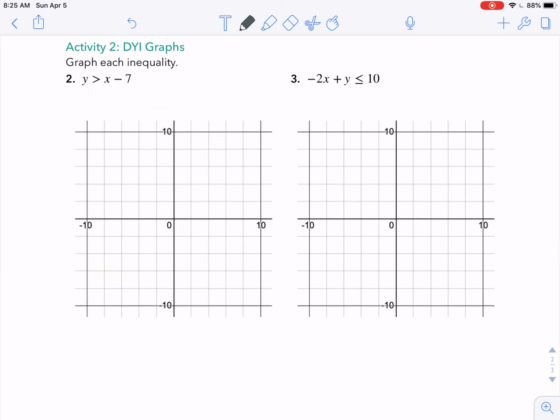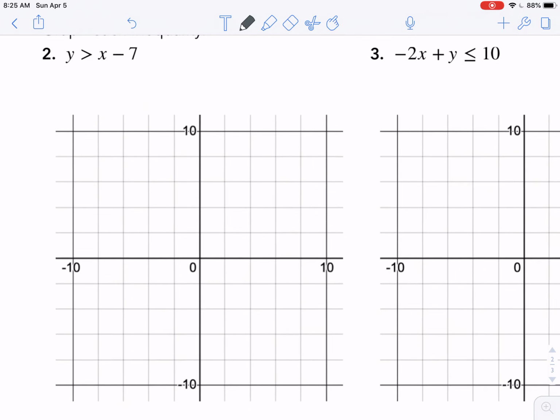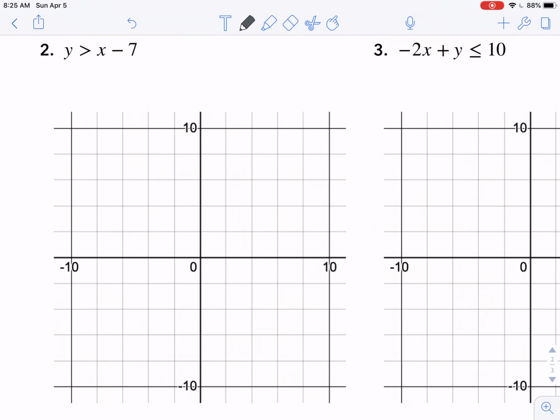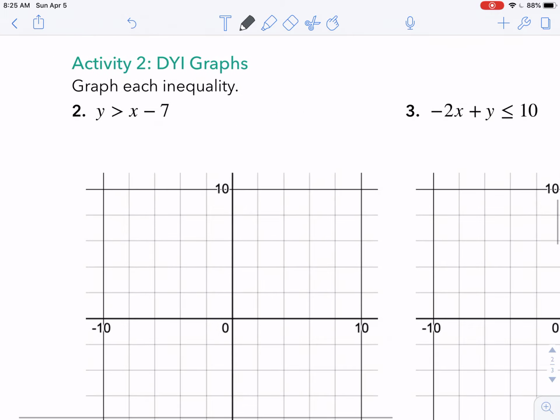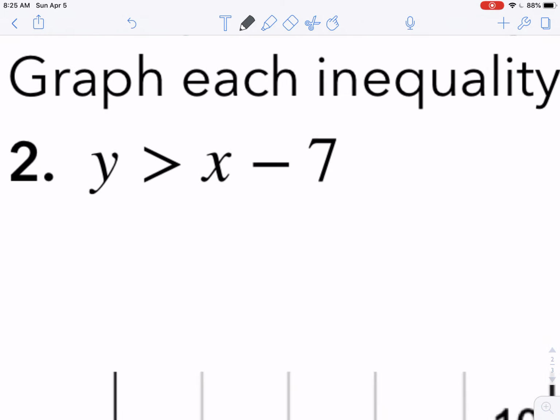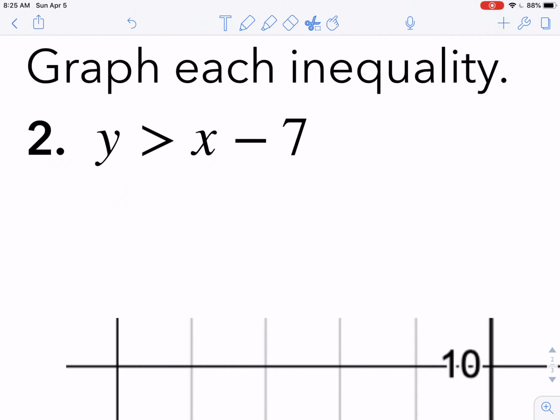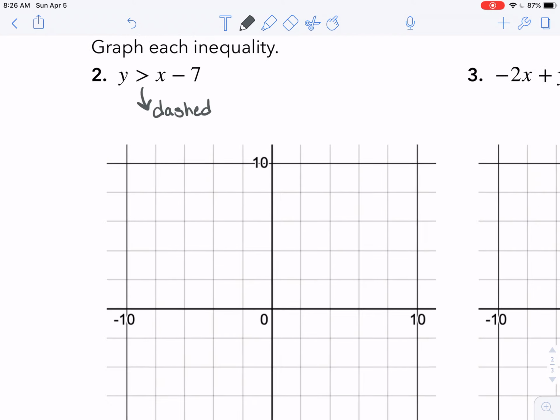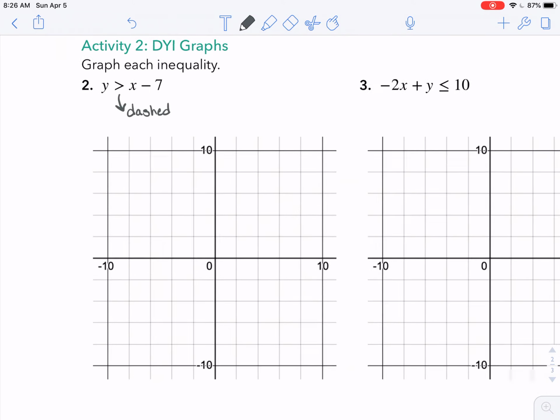So for our first graph, we have y is greater than x minus 7. So we need to decide, is our graph going to be solid or dashed? By looking at this graph, we look at our inequality symbol. Since it's just greater than, and it's not greater than or equal to, this will be a dashed line.